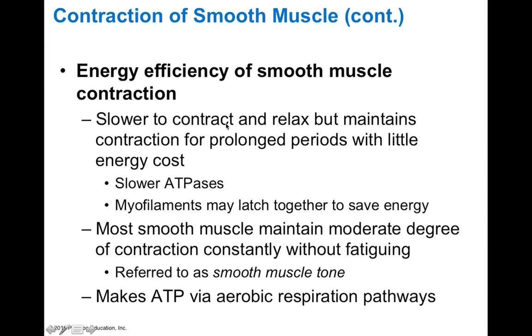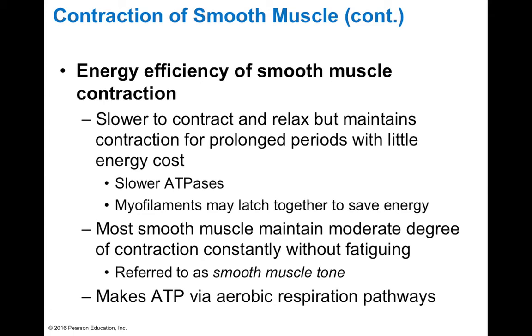Not only because they are slower to contract, but we actually use less ATP for these muscles to contract. And myofilaments can actually latch together to save energy. And what's pretty interesting too is that smooth muscle maintains a constant steady state of contraction, which we call smooth muscle tone. And most of the ATP from smooth muscle contraction comes from aerobic respiration because it's slow enough that you won't really run out of ATP.